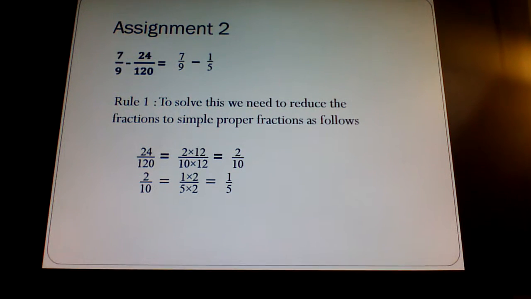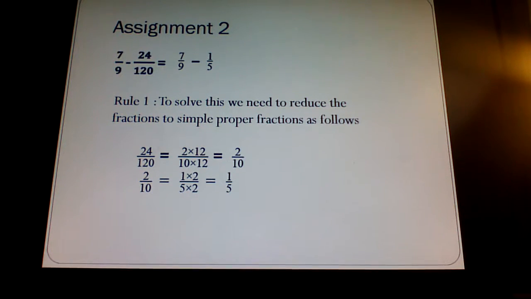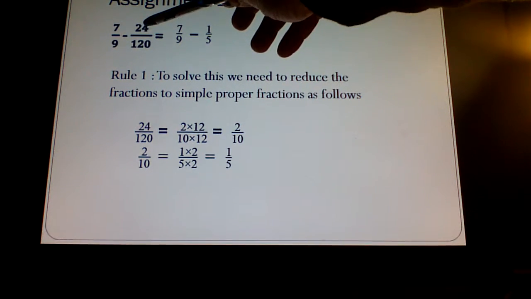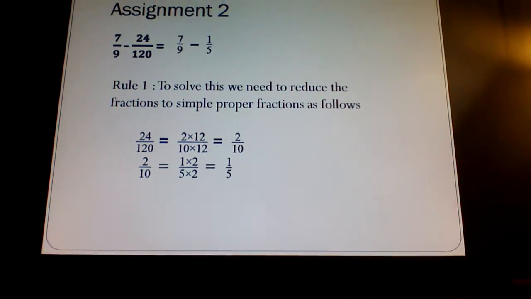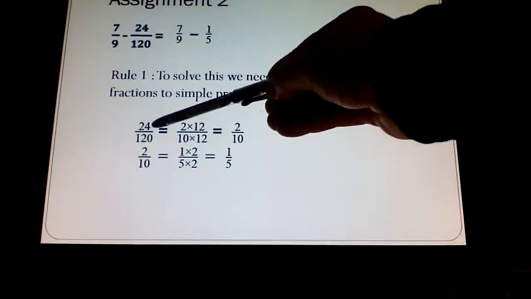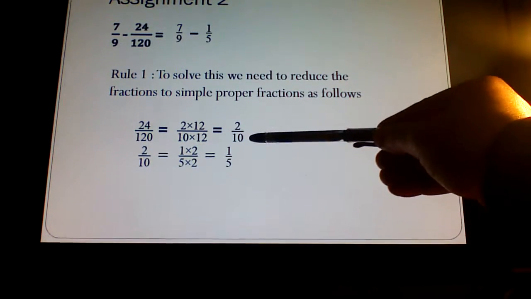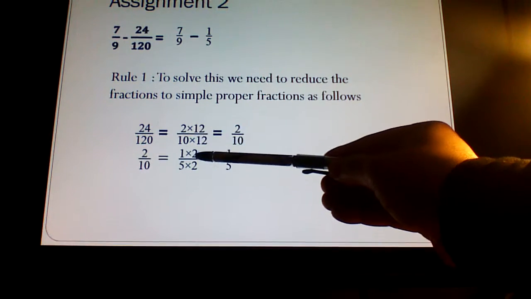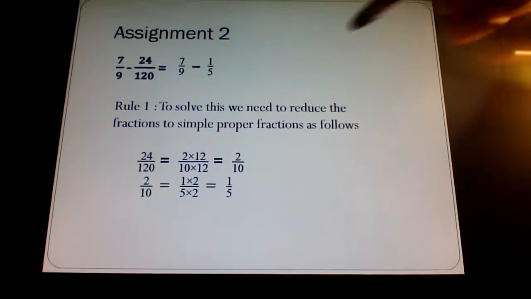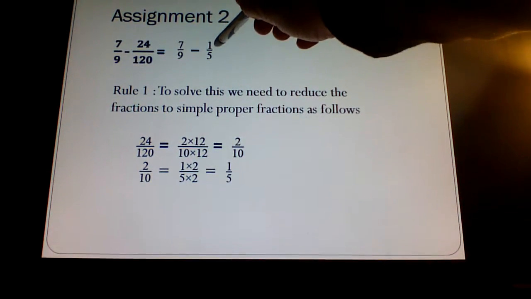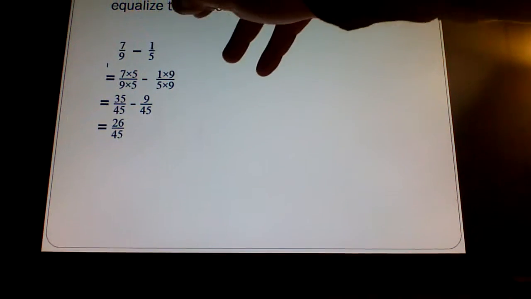Going to assignment 2, we need to solve 7 divided by 9 minus 24 upon 120. To start this, we need to reduce the 24 by 120 into a simple fraction, since 7 by 9 is already a simple fraction. To reduce 24 by 120, we divide both the numerator and denominator by 12, which is a common factor, to get 2 by 10. 2 by 10 can further be reduced to 1 by 5 by taking away the common factor 2. So therefore, 24 by 120 can be replaced with 1 by 5. 7 by 9 minus 1 by 5 is solved further in the next slide.